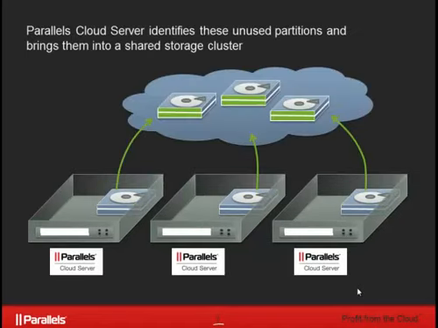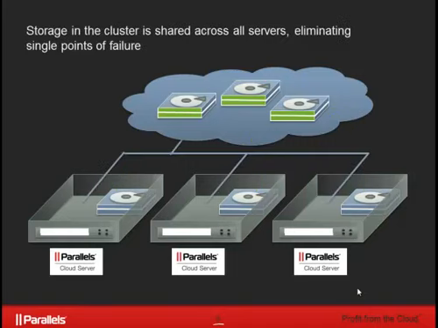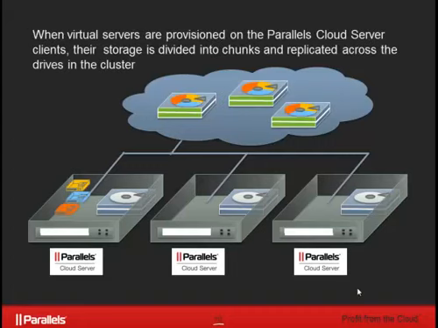When a server is upgraded to Parallels Cloud Server, Parallels software identifies unused disk partitions on the hardware node and assigns that disk space to the storage cluster. Access to the storage cluster is shared across all servers in the cluster. Storage is managed in small 64 megabit chunks, which are each assigned a unique metadata tag. When a new server is provisioned, its server image is stored in multiple chunks, and these chunks are replicated and distributed across the hard drives in the cluster.